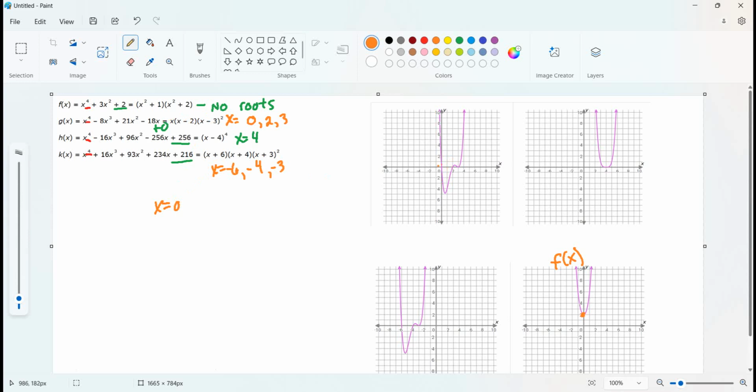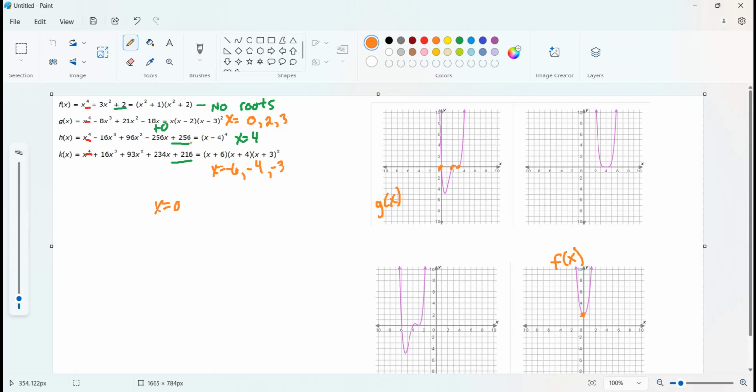So putting all our pieces together, you see it hits the y-axis at 0. It's hitting the x-axis at 0. It's also hitting at +2 and +3. So this guy is the g of x graph.